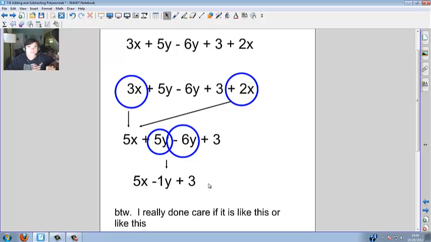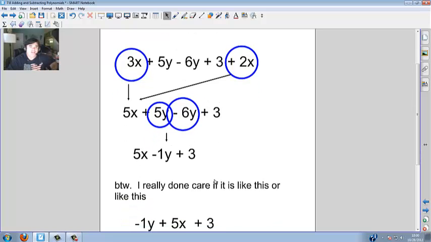By the way, I really don't care if it looks like this either, if it's negative 1y plus 5x plus 3, because I will allow you to mix and match your two monomials there, your two terms, if you will, because they're not the same x or all the same y. So you can have x first or y first. It really makes no difference.